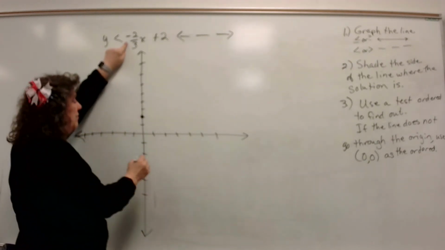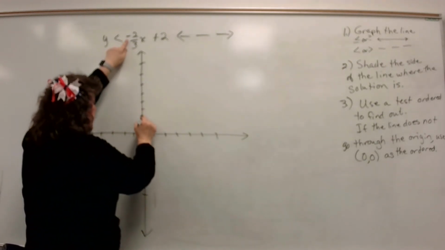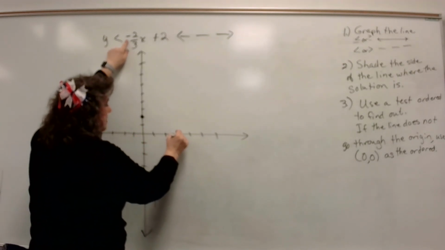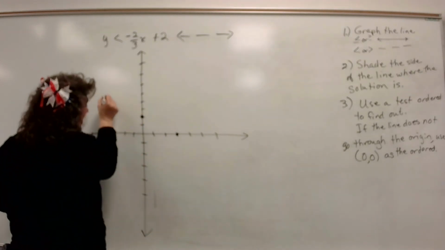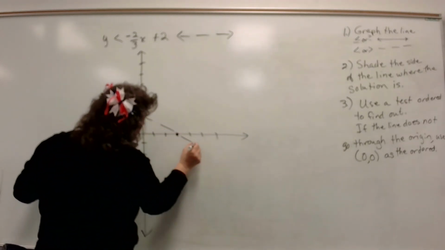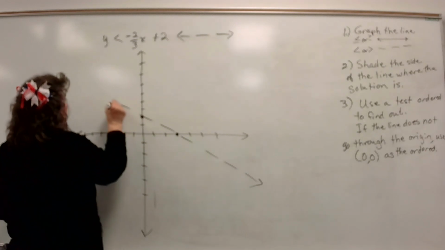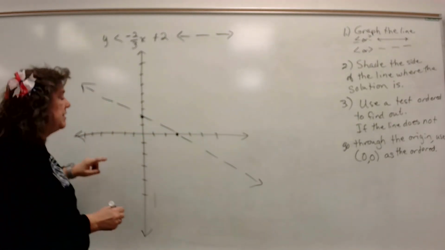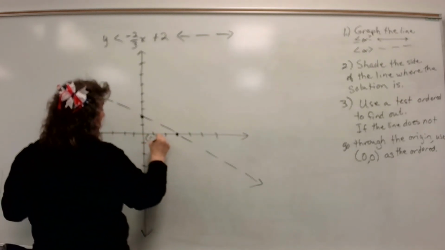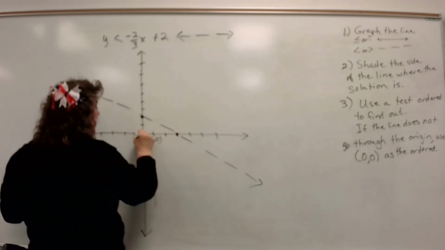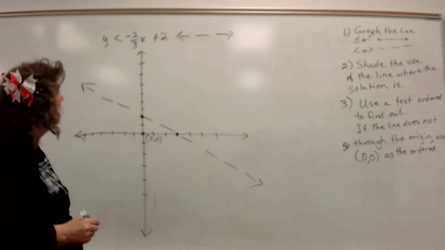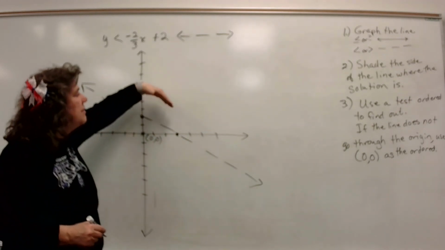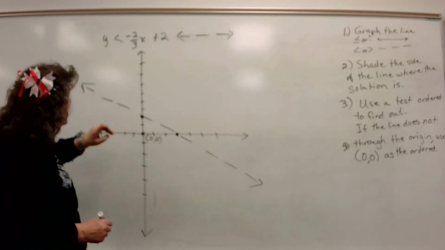Now you use your slope. From your y-intercept, you're going to go down 2 and then right 3. There's another point. Since this is a dashed line, again, as you can see, it does not go through 0, 0. And so I can use this one as my test value again. And it's kind of nice because you see you've got this side of the line and that side of the line. So let's do 0, 0.